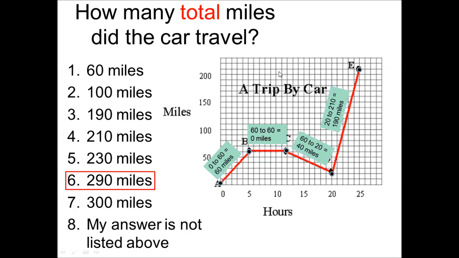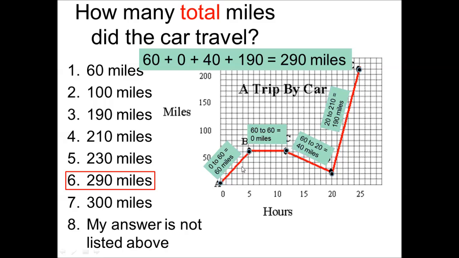Well, so to figure out our total miles traveled by the car, you're going to take your 60 miles from A to B, plus your 0 miles from B to C, plus your 40 miles from C to D, plus your 190 miles from point D to E, and there you get your answer of 290 miles.